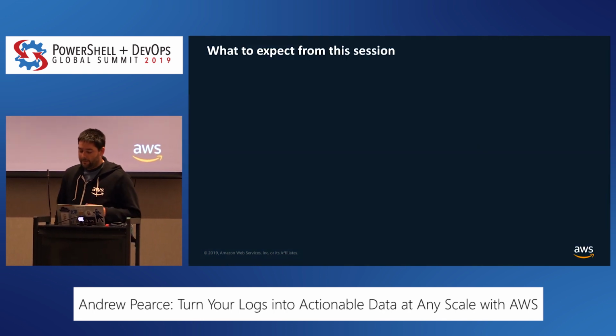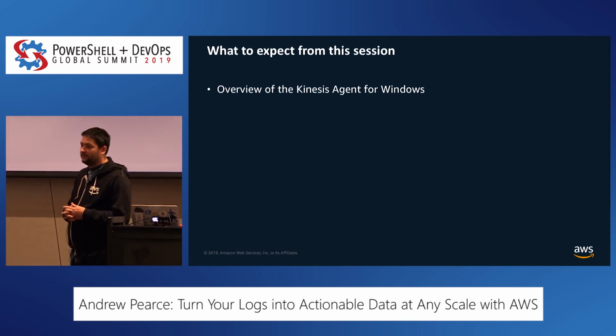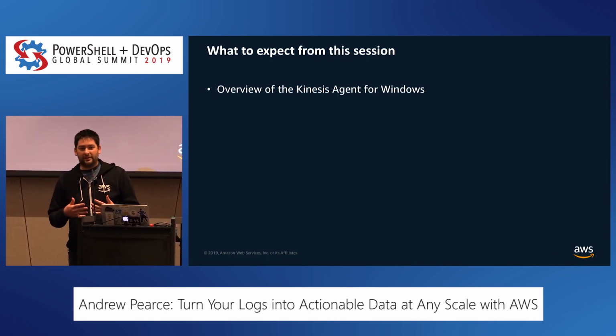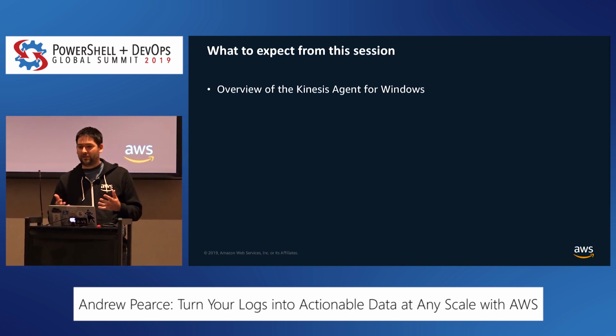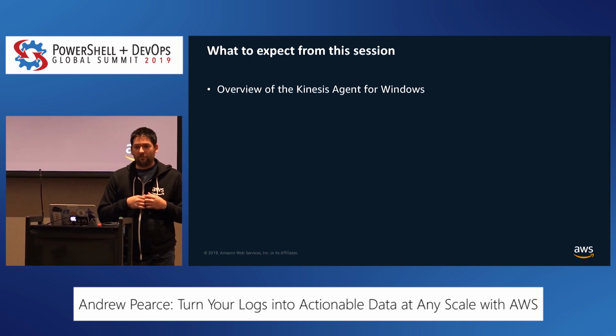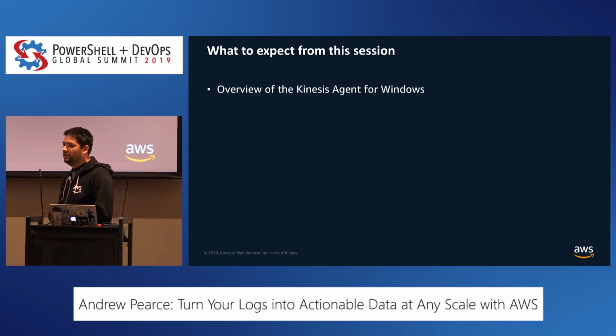So what can we expect from today's session? I'm going to be talking quite heavily about the Kinesis agent for Windows and what this agent is and how it can help you take your logs from running in Amazon EC2, from running on-premises, from running Windows systems anywhere you are, and streaming your data into AWS so you can do things with it, so you can take action from it, so you can understand what you have and what you can do with it.